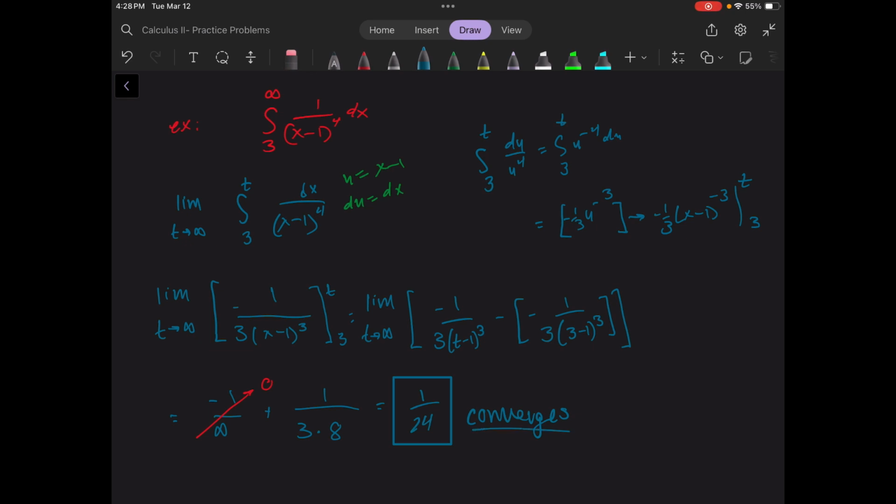So there are 2 parts of the answer. They might ask you, first of all, does this integral converge or diverge? Second of all, what does it converge to? Okay, so let's look at another example.